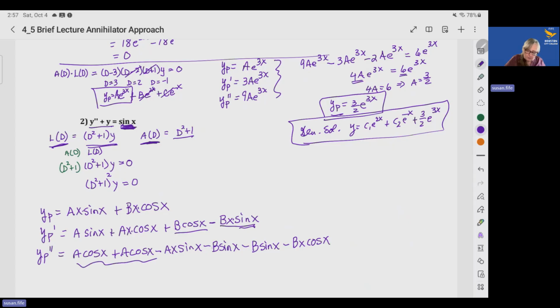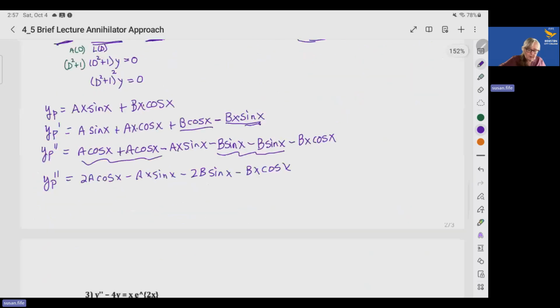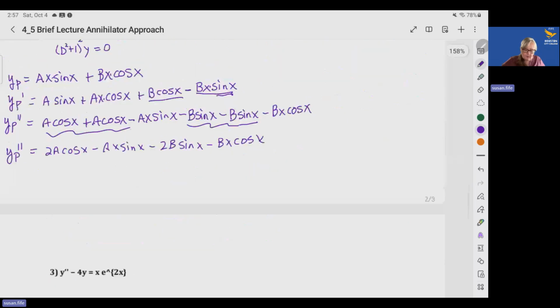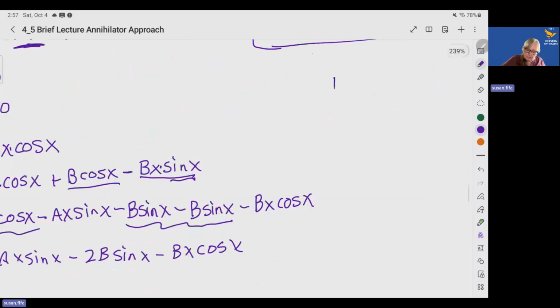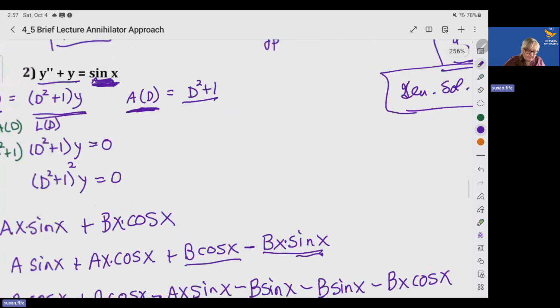Here I have some like terms that I can combine to get 2a cosine x minus ax sine x minus 2b sine x minus bx cosine x. That's my second derivative. And I've got y double prime plus y equals sine x. Make sure that's right. Yep.